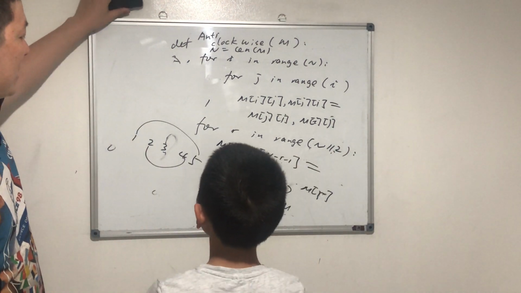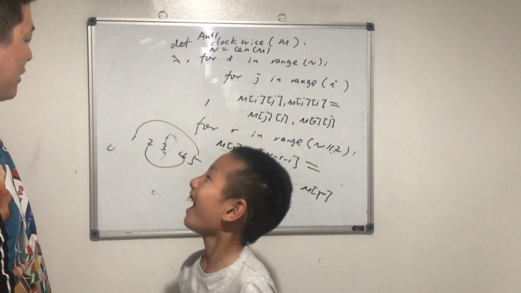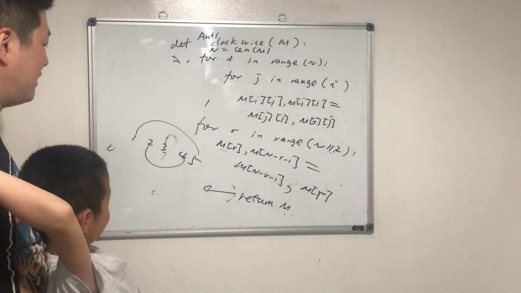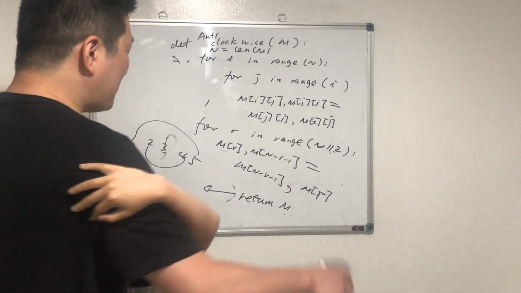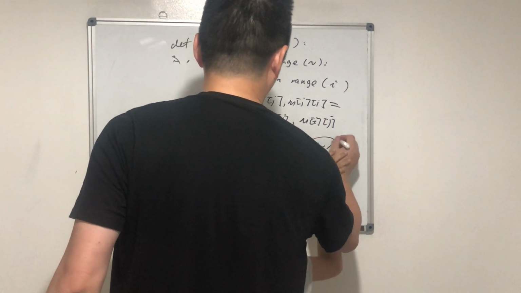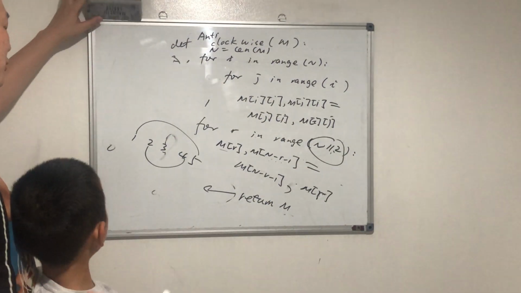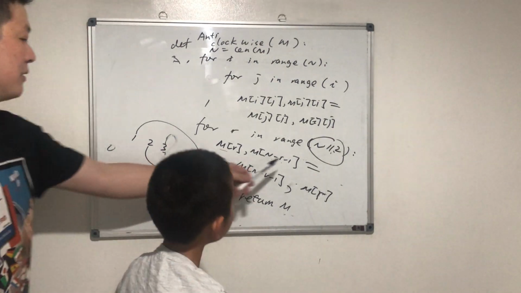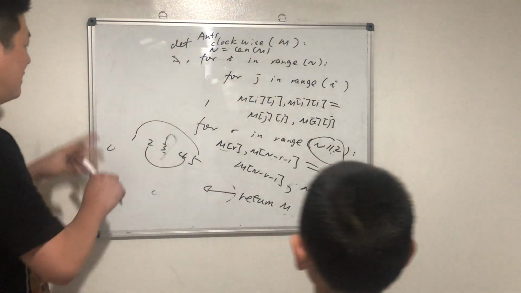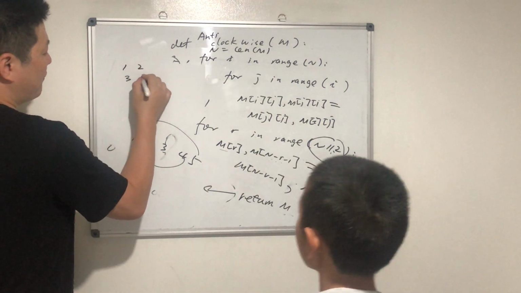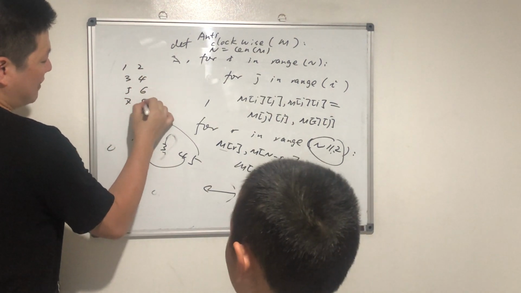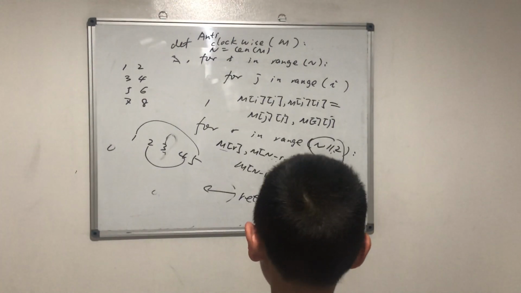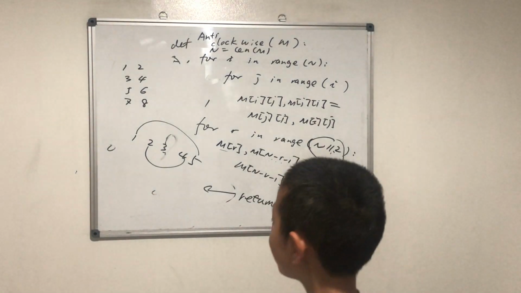Any questions? Can you tell me why this is n divided by 2? No, I don't need you to write the code. I just need you to explain to me why this is n divided by 2. n is the number of rows, 1, 2, 3, 4, 5, 6, 7, 8. So you technically just need to do n divided by 2.